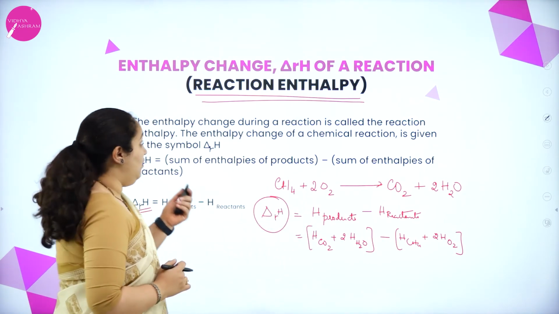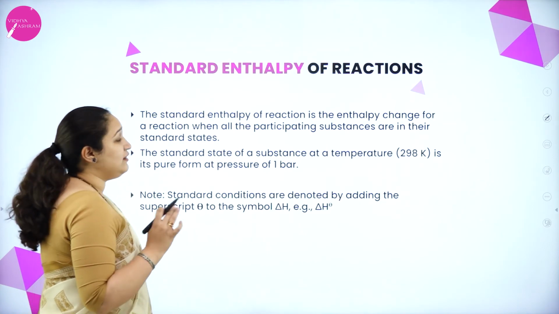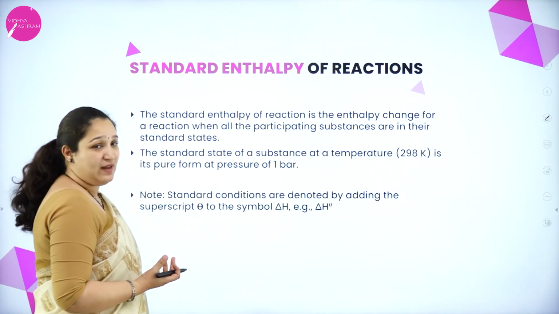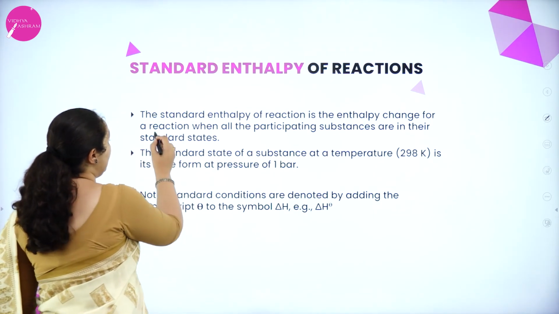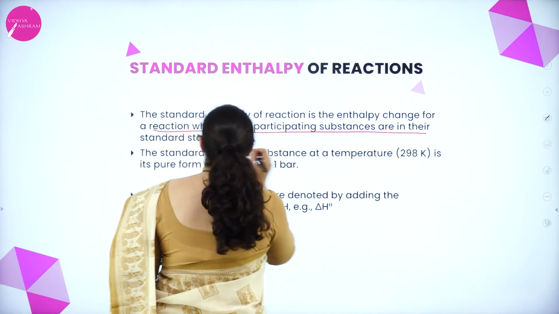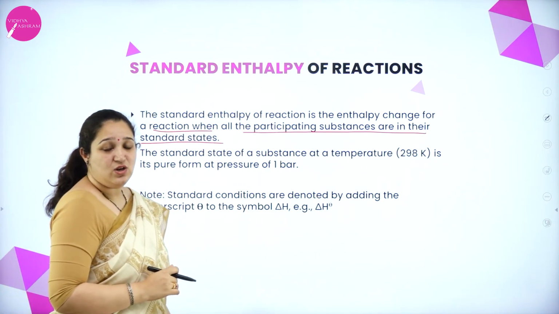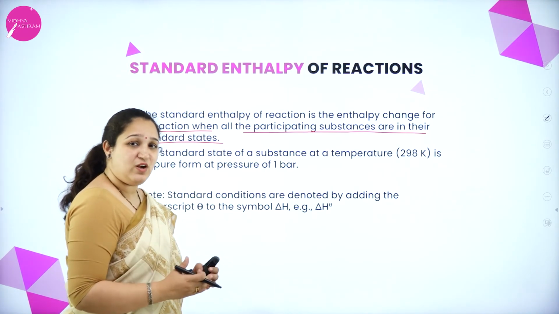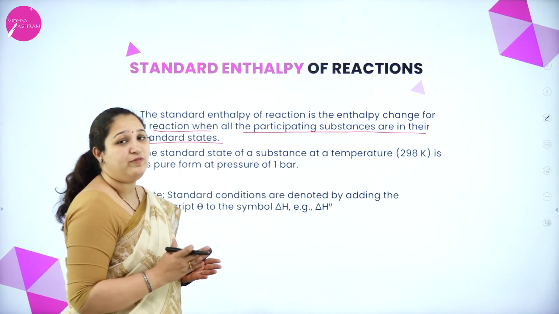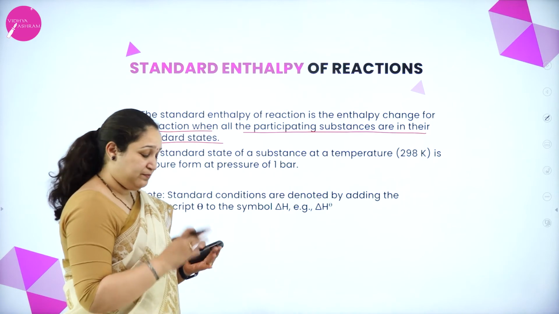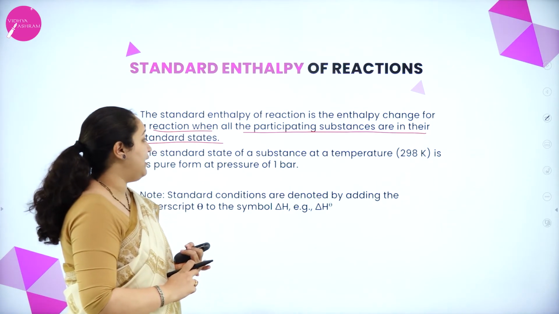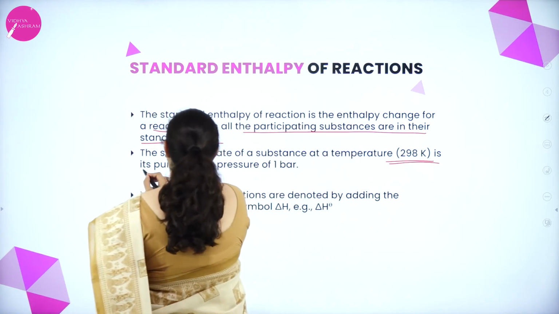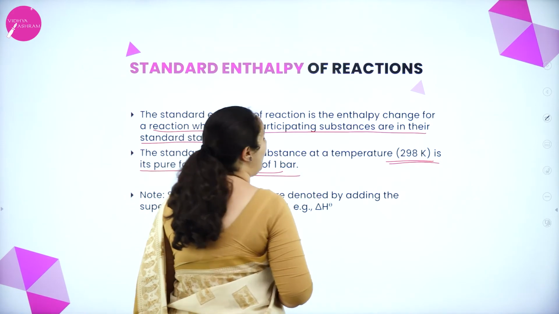So this is the first one. Next is the standard enthalpy of reaction. Now what is the standard enthalpy of reaction? The standard enthalpy of reaction is the enthalpy change for a reaction when all the participating substances are in their standard state. Then we call it the standard enthalpy of a reaction. Now what is the standard state? Pressure is 1 bar, temperature is 298. So the standard state of a substance is temperature at 298 Kelvin in its pure form and pressure at 1 bar.